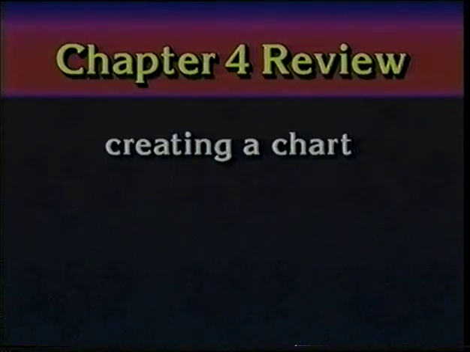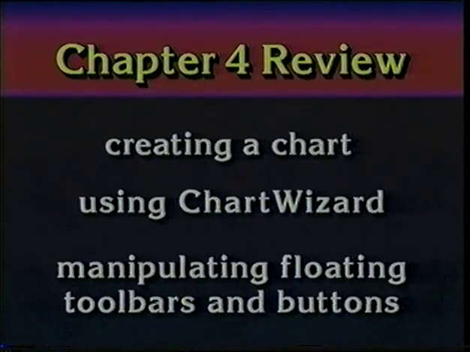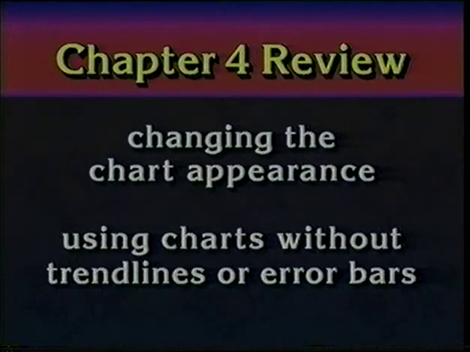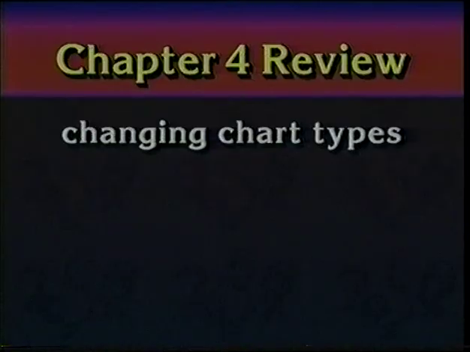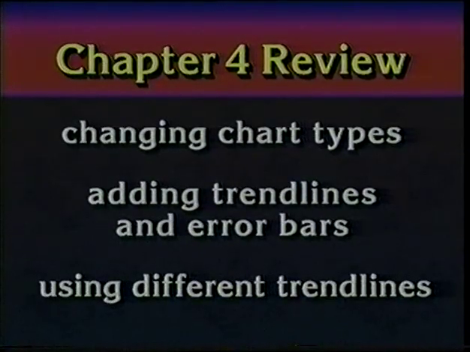Let's review what we've covered in this chapter. We created a 3D column chart using a portion of the worksheet data and the chart wizard. We anchored the floating chart toolbar to the main toolbar, then adjusted the position of its buttons. We returned it to a floating location. We changed the look of the chart, then we listed the chart types we cannot add trend lines or error bars to. We changed our chart type and added trend lines and error bars to it. Finally, we listed the common uses for the 6 types of trend lines.